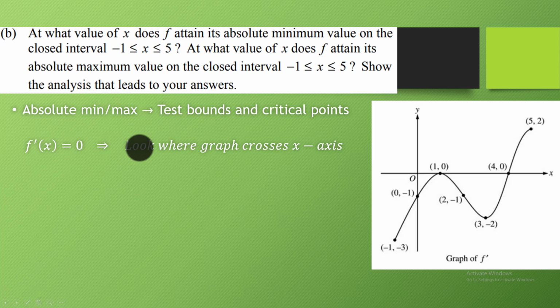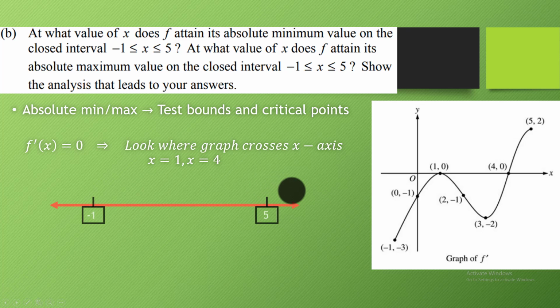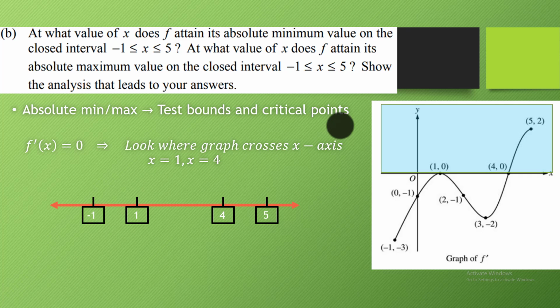That means when we're looking at the graph of f prime, we're looking where the graph crosses the x-axis. That's where the derivative f prime is equal to 0, where the y value, where the output is 0. So everywhere it's 0 would be x equals 1 and x equals 4. Let's put those on the number line, but first let's put the boundaries, -1 and 5. Then let's put our x equals 1 and x equals 4. And if we take a look at our graph, everything above the x-axis will be positive. It means the derivative will be positive, and everything below will be negative. And again, everything that touches the x-axis will be 0.